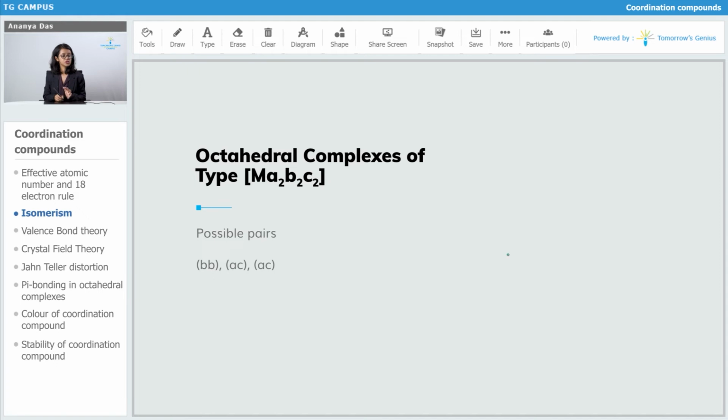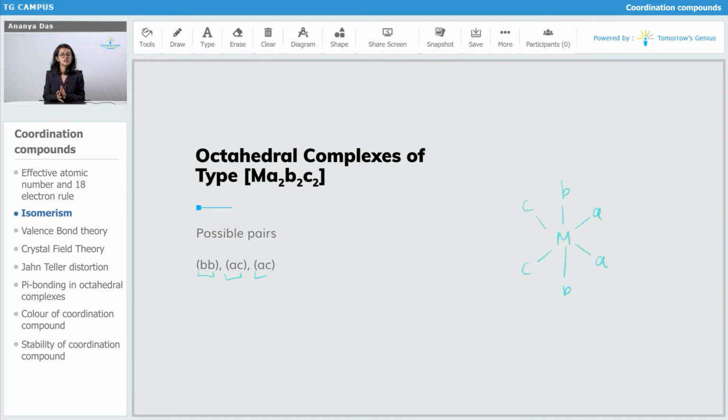Now this is the next possible pair. In this case, B is trans to B, A is trans to C, A is trans to C. Again, B and B are trans to each other, that means it is optically inactive. The AC trans pair is getting repeated.